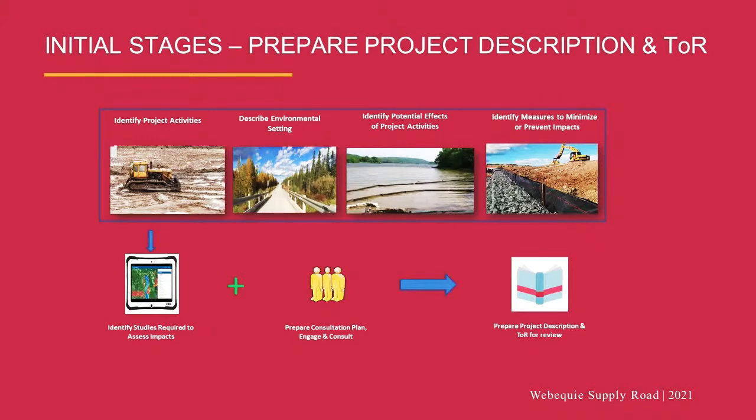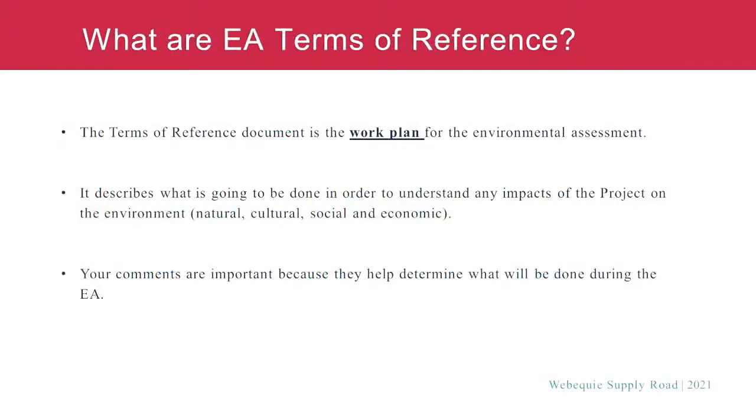Next slide, please. What are EA, or environmental assessment, terms of reference? In a nutshell, the terms of reference document is the work plan for the environmental assessment. What are we going to do during that? It describes all the studies, all the activities. It has its own consultation plan, as I mentioned. It's the game plan for what's happening as we move forward through the environmental assessment.